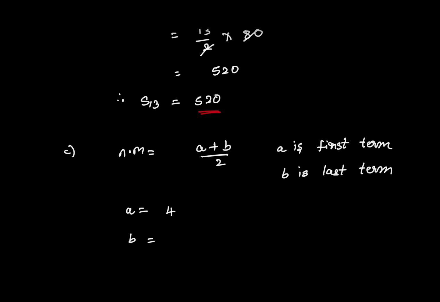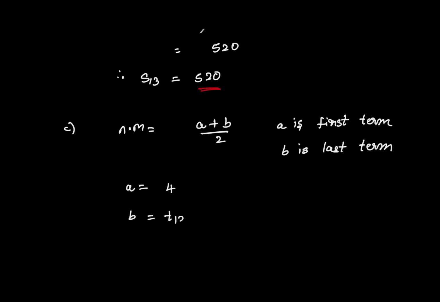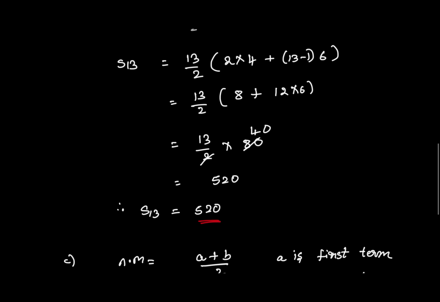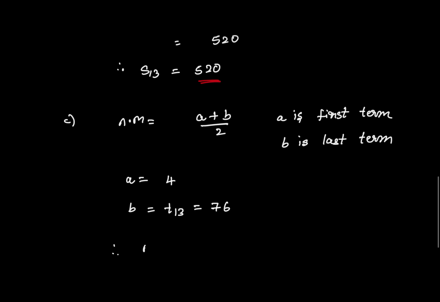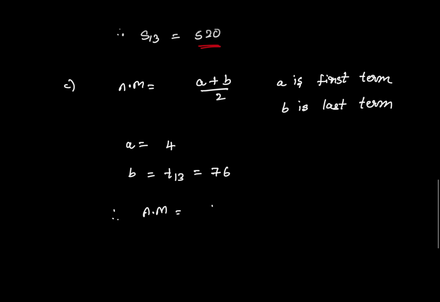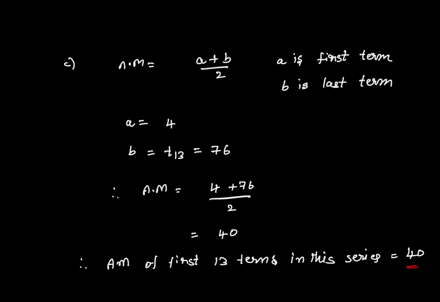But here they asked the question about the 13th term. So we already know T13 is equal to 76. Therefore b equals T13 equals 76. Therefore AM equals 4 plus 76 by 2 equals 40. Therefore the AM of the first 13 terms in this series equals 40.